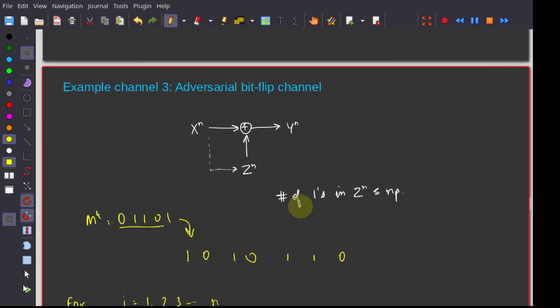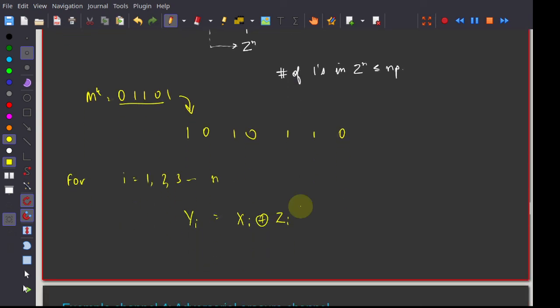And similarly, the BSC can also be thought of in the same way. So it is Yi equal to Xi plus Zi, but now instead of Zi being adversarially chosen, Zi is going to be a random Bernoulli(p) random variable. For the BSC, the Zi are IID Bernoulli(p) random variables. Right?